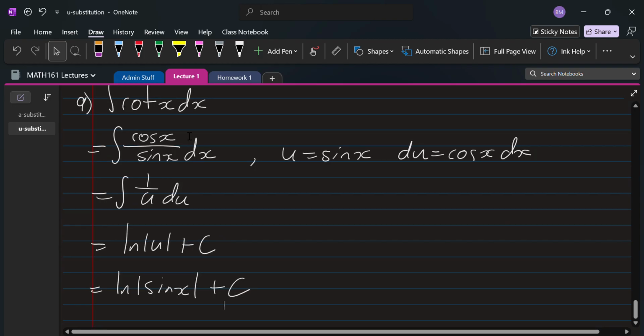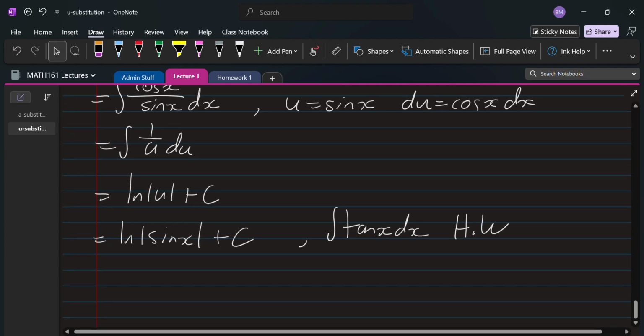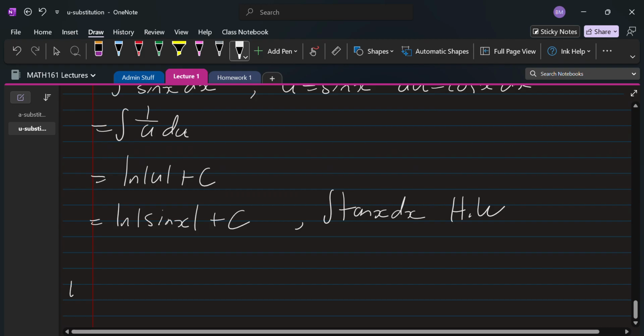Remember the integral of tan. I'll leave that for homework. You can do it on the side. That will be something with log of cos, but then you'll get a minus sign. So integral tan will be very similar. Instead of cos over sine, it'll be sine over cos, and then you'll get an extra minus sign.